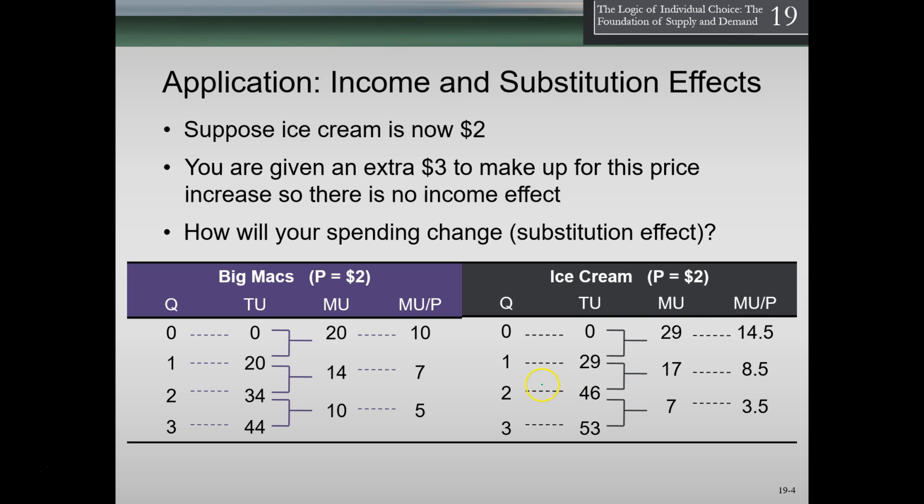And then if we went from 1 to 2, now we have a total utility of 46. We take the 46 minus the 29, and that gives us our marginal utility. So after we've consumed one ice cream cone, consuming the next ice cream cone, we're still getting an increased utility of 17 in this case.